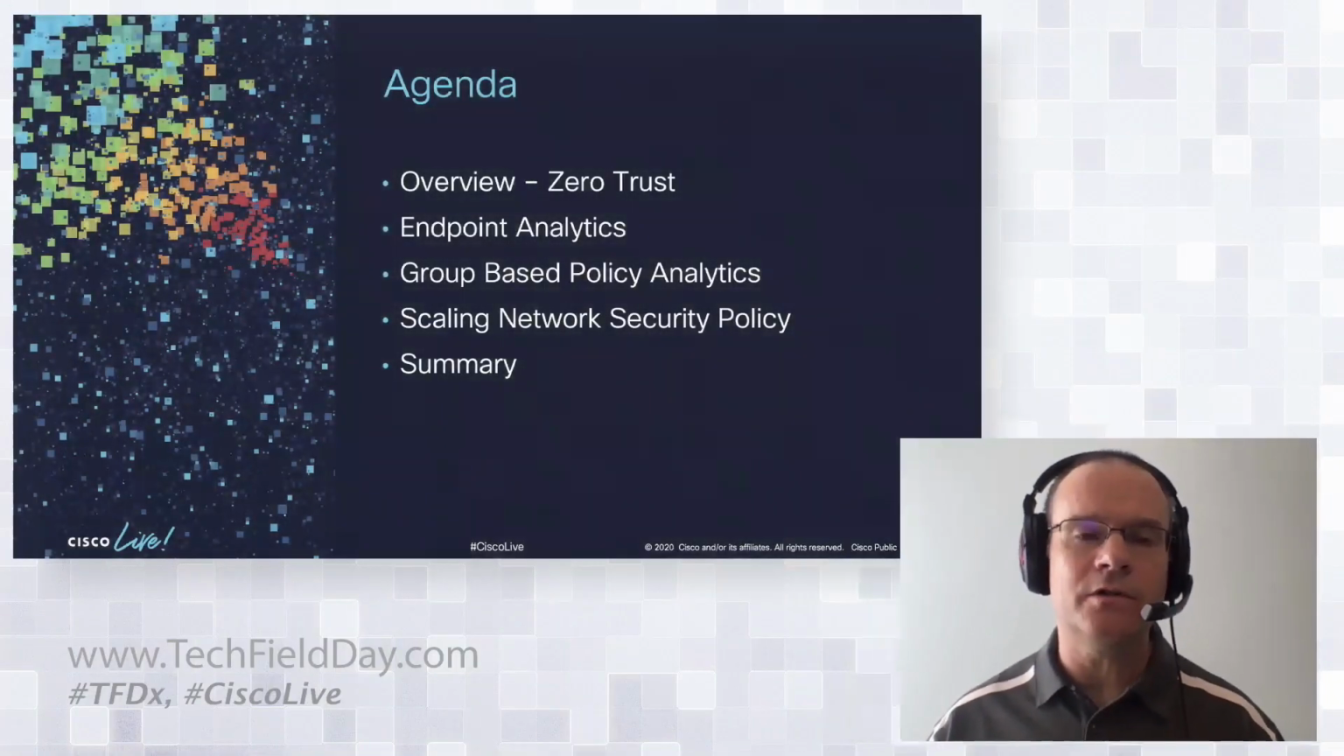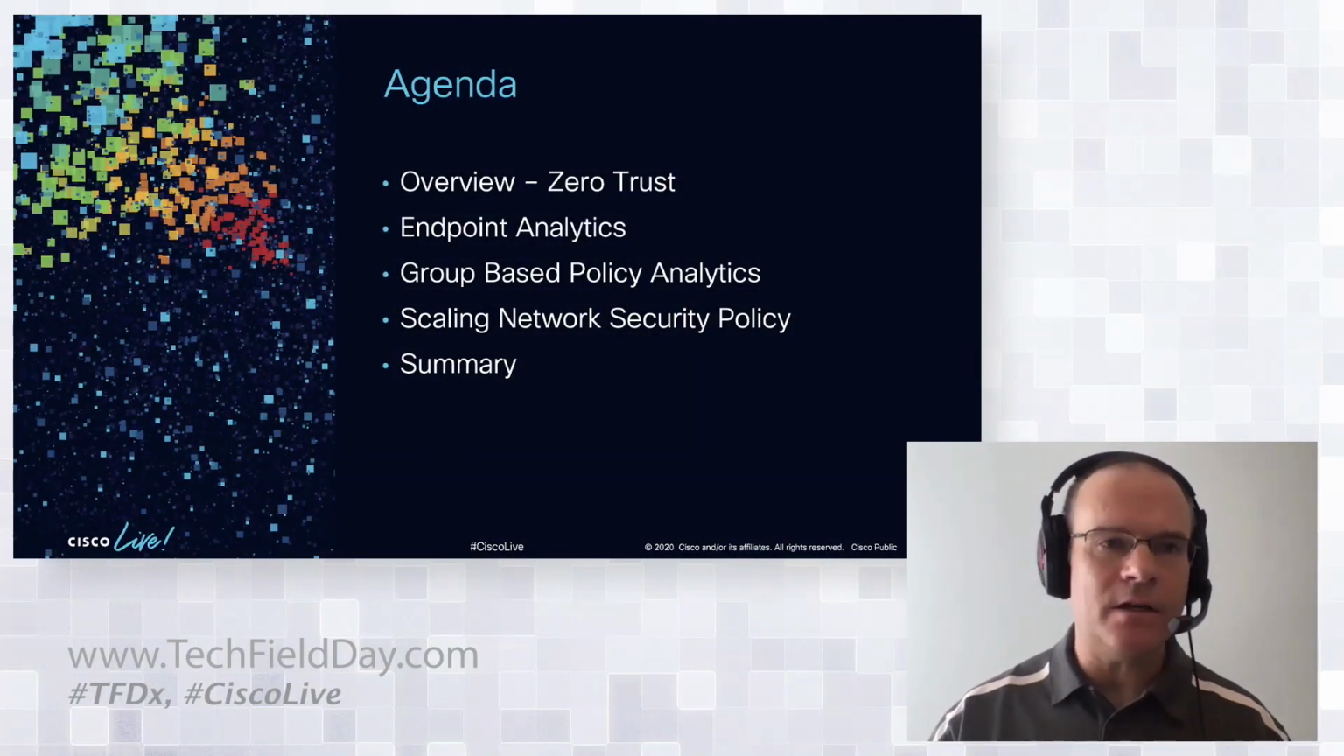Then I'm going to review a new announcement, what we call endpoint analytics. It's really focused on endpoint visibility in campuses and branch and OT environments. And then we're going to talk about group-based policy analytics. So basically, once you have identified devices when they're on the network, what do you do with it? How do you create an assessment of those endpoints and what their network profile is? And then we're going to talk about scaling out network security policy. There have been lots of islands of security policy that have developed over the years, and we're starting to bring those islands together. And then finally, a wrap up.